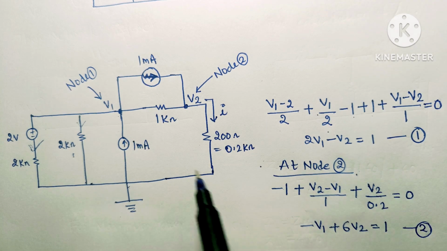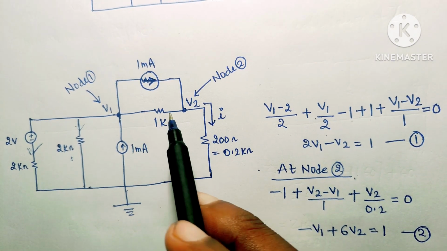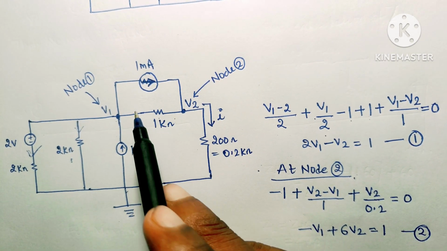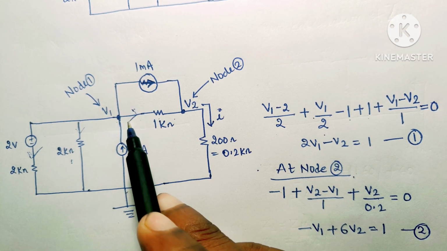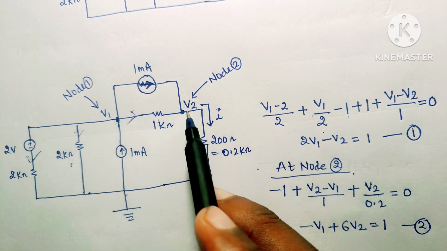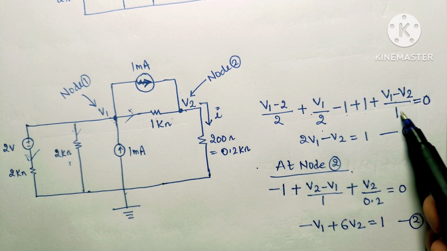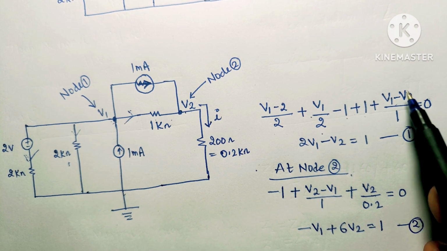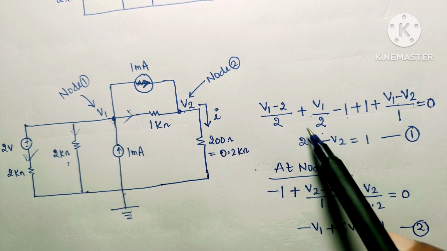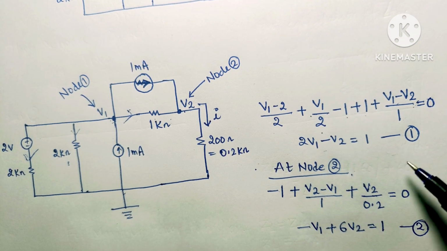Now in this branch we don't know in which direction the current will flow, so assume it is outwards from this node. Then the current value will be (V1 minus V2) upon 1. This is written here and equal to 0. So this equation can be found. If we rearrange this equation, we get equation 1.